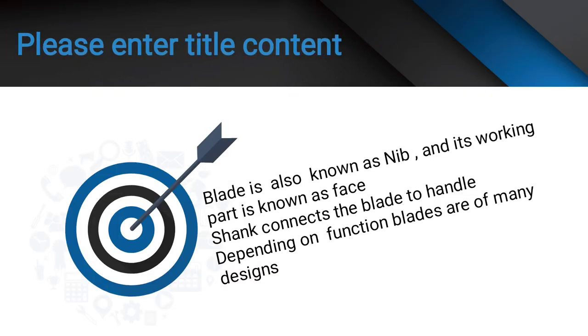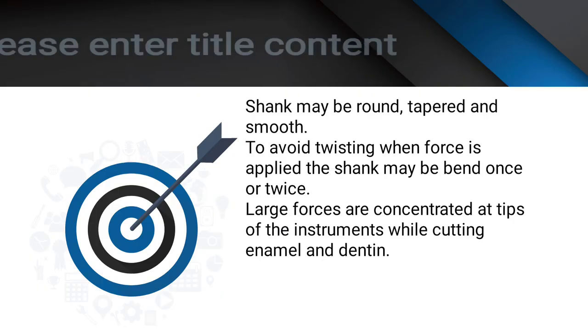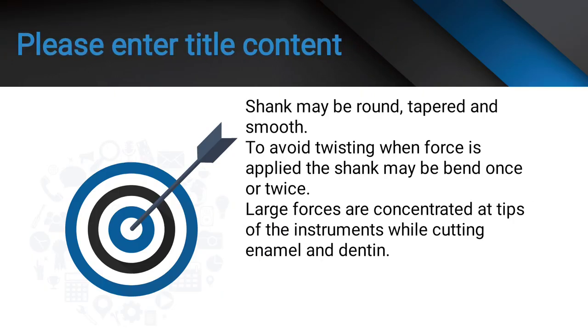The end of the nib or working surface is known as a face. The blade or nib is the working end of the instrument and is connected to the handle by a shank. The shanks serve to connect the handles to the working ends of the instruments. They are normally smooth, round, and tapered. They have one or more bends to avoid the instruments having a tendency to twist in use when force is applied. The handles are available in various sizes and shapes.